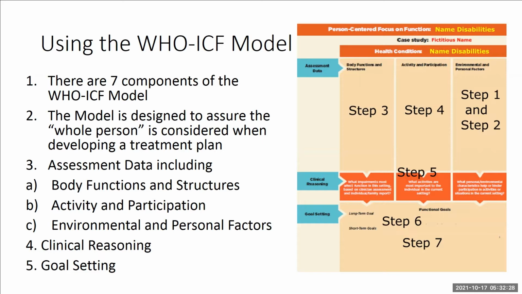Using the WHO-ICF model, there are 7 components of the WHO-ICF model. The model is designed to assure the whole person is considered when developing a treatment plan. Assessment data, including A, body functions and structures, B, activity and participation, and C, environmental and personal factors, are all assessed. Clinical reasoning is used to develop a diagnosis. Finally, goal setting occurs.